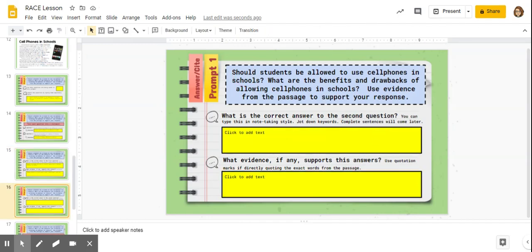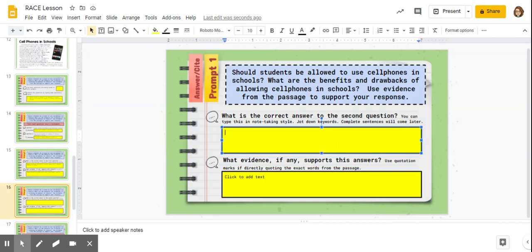What is the correct answer to the second question? What do you think? What are the benefits and drawbacks of allowing cell phones in school? What's the correct answer to the second question? What are some other benefits? Well, let's take a look.